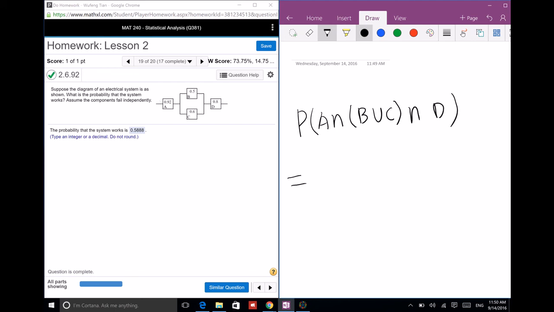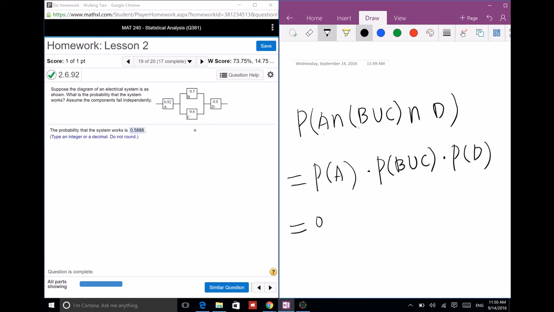Basically it's the probability of A, because at least A has to be working for sure. Either B or C has to work, and D has to work. Otherwise, the whole system is not working. That's the engineering picture, pretty much. So you have the probability of A working, multiplied by the probability of B or C, multiplied by the probability of D.